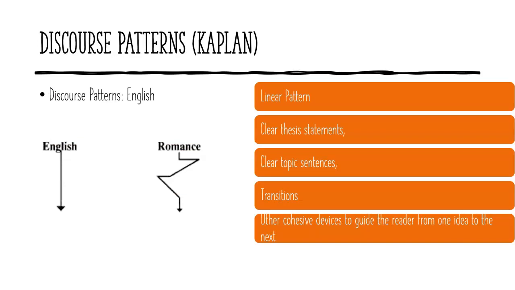He also introduces us to discourse patterns, and he does it with several languages, but I want to focus on the English and the Spanish. All right, so English can be indicated by a straight line, and the communication is direct and linear. It doesn't go off topic, and it stays close to the main subject or topic of interest. And so, as we can see here, it's got clear thesis statements, clear topic sentences, transitions, and it also has other cohesive devices to guide the reader from one idea to the next.